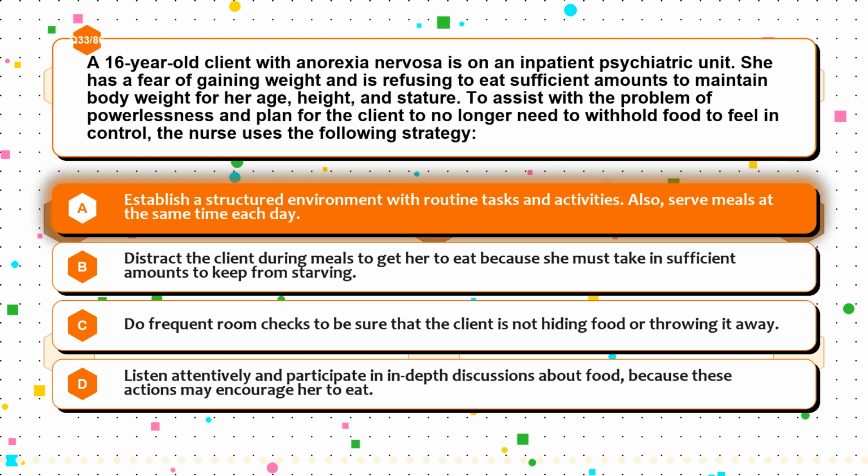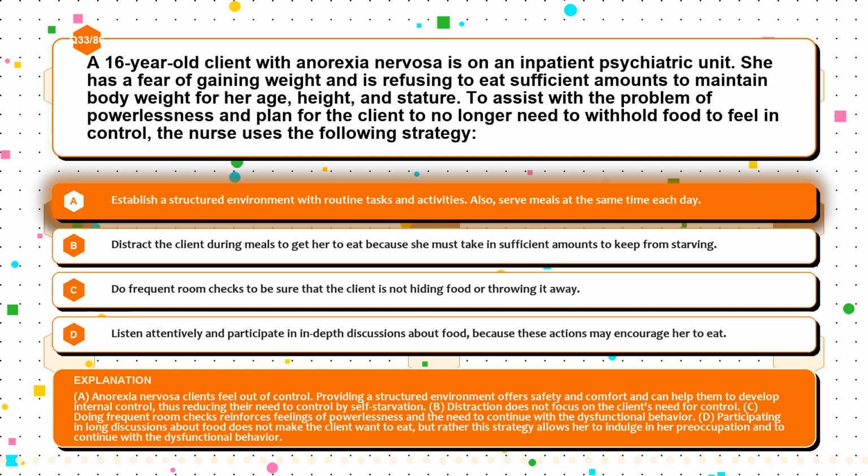The correct answer is option A. Establish a structured environment with routine tasks and activities. Also, serve meals at the same time each day. Anorexia nervosa clients feel out of control. Providing a structured environment offers safety and comfort and can help them to develop internal control, thus reducing their need to control by self-starvation.